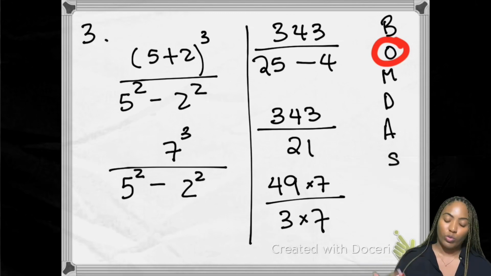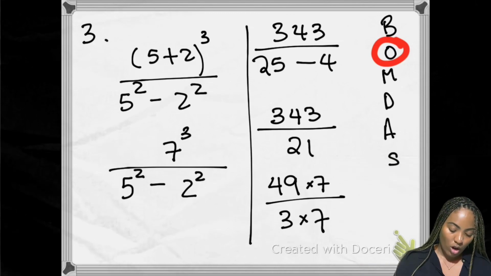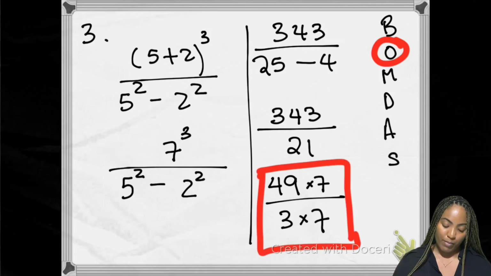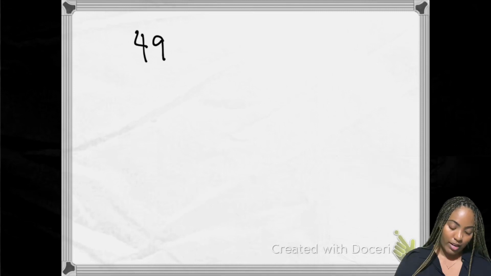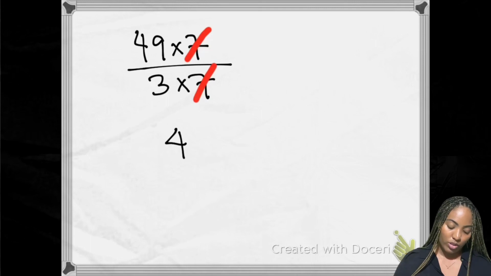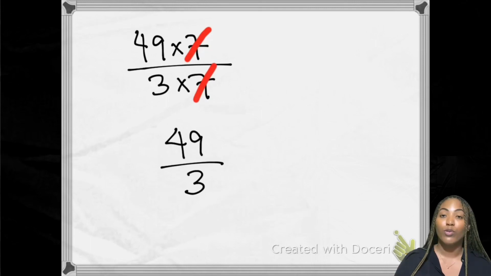So now I'm going to go on to a new page. However, we will focus on picking up the problem from right here. So we now have 49 multiplied by 7 over 3 multiplied by 7. We can cancel the 7 and the 7, and this leaves us with our answer of 49 over 3.